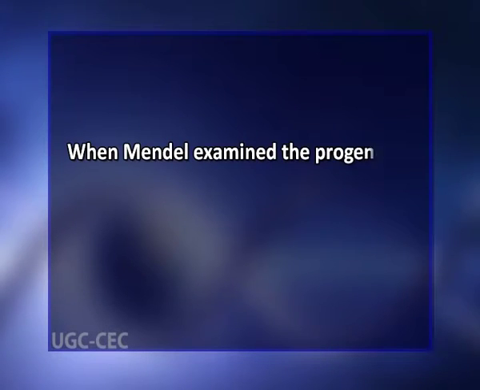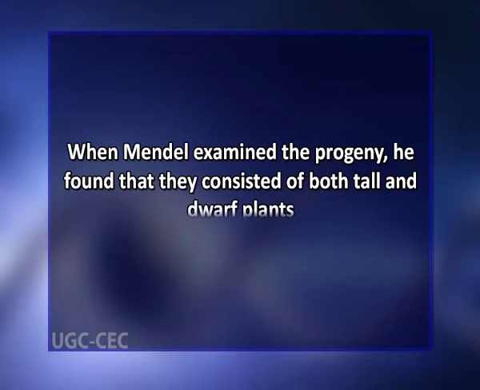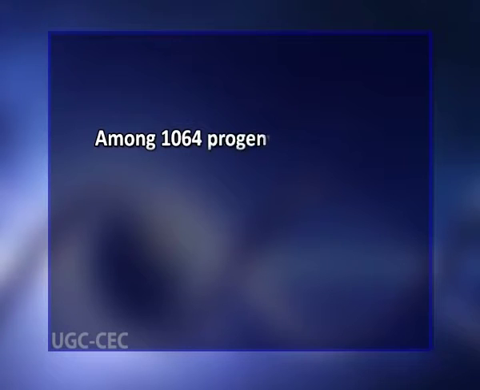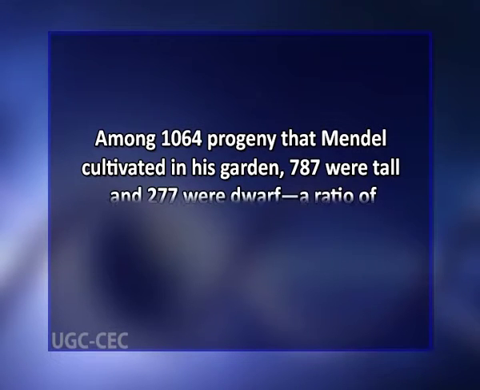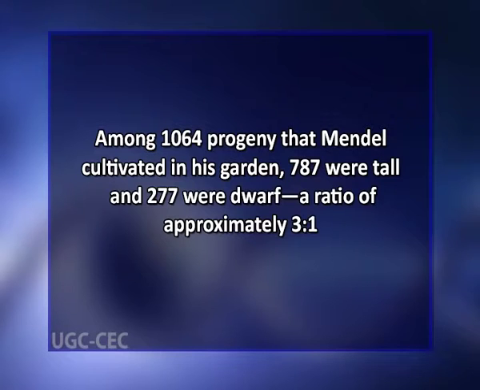To explore the hereditary makeup of these tall hybrids, Mendel allowed them to undergo self-fertilization, the natural course of events in peas. When he examined the progeny, he found that they consisted of both tall and dwarf plants. In fact, among 1064 progeny that Mendel cultivated in his garden, 787 were tall and 277 were dwarf, a ratio of approximately 3:1.